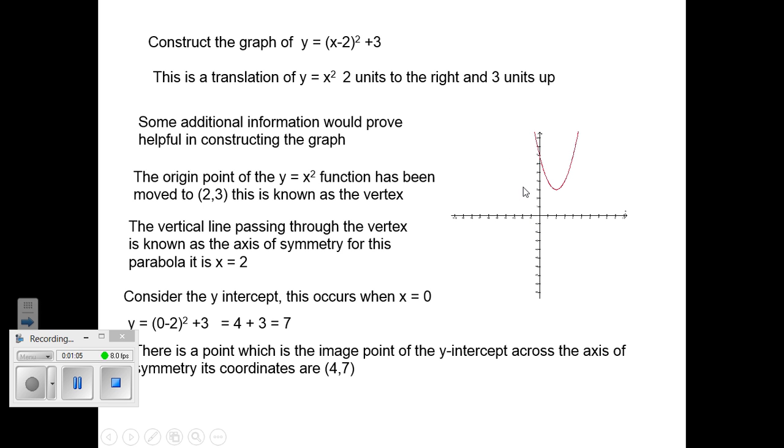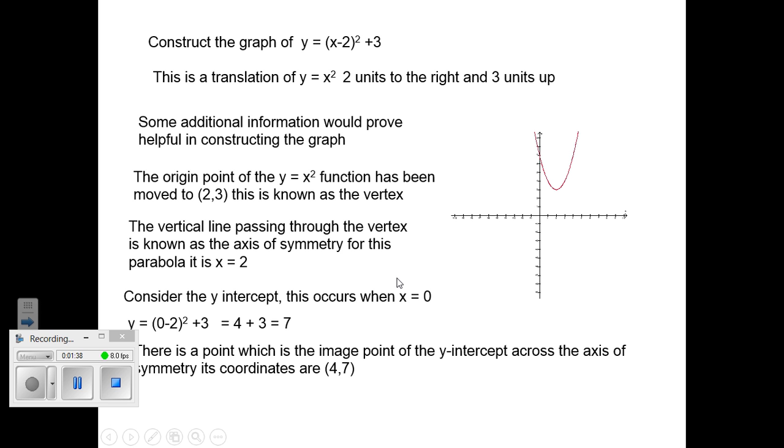And so x squared, as we know, is usually down here. The vertex is (0, 0), but since we've moved this 2 units to the right, 3 units up, the vertex is now in that location. Now, through the vertex is the line that divides this symmetrically. So if it goes through the vertex and it's a vertical line, it's going to be the line x equals 2, or in general, x equals h, okay? Because the general form would be x minus h quantity squared plus k.